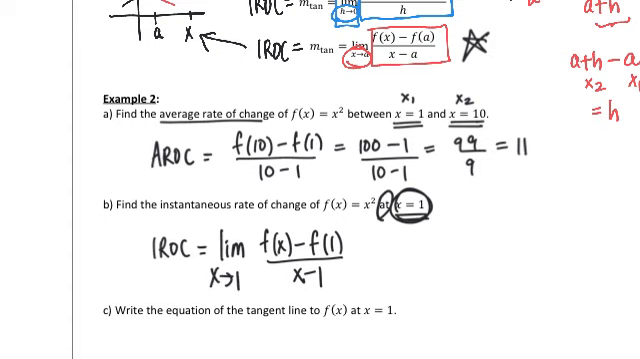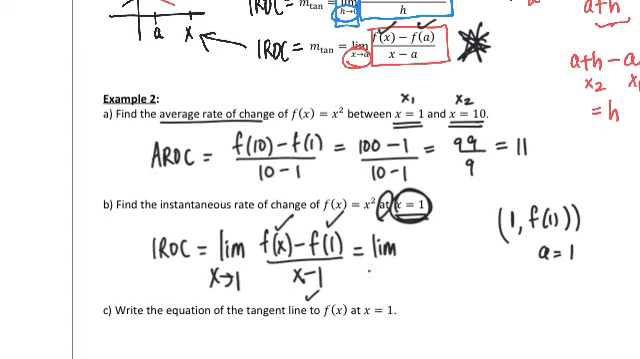And let me explain that. So our first point, the point that we're interested in, is 1 comma f of 1, right? This is like our a in the equation up here. So a is equal to 1. So if I write that equation, I then get f of x minus f of 1 over x minus 1, okay? So f of x is x squared. So we're going to work with the equation x squared minus f of 1, which is 1. And then I have x minus 1 on the bottom.